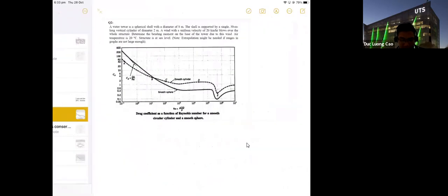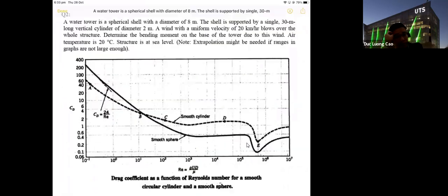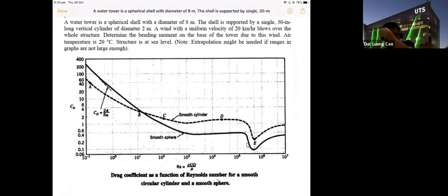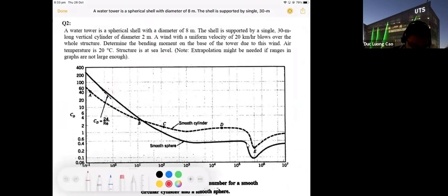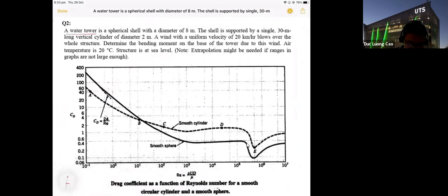The second one, okay. With this one, maybe you will try to do it by yourself. First, we have a water tower. It's a spherical sail with a diameter of 8 meters. The sail is supported by a single 30-meter long vertical cylinder of diameter 2 meters. A wind with a uniform velocity of 20 km per hour blows over the whole structure.